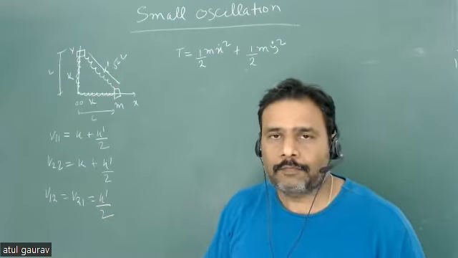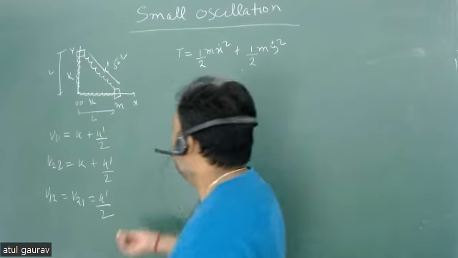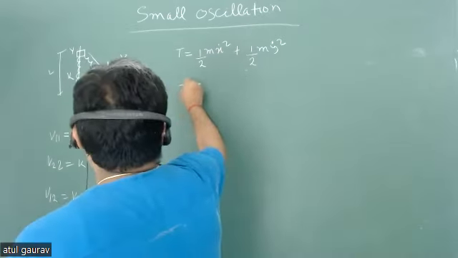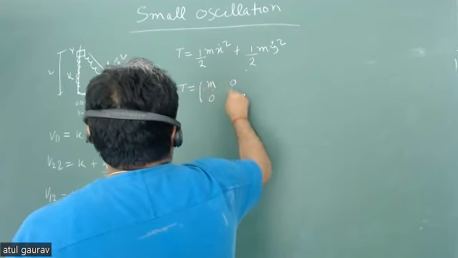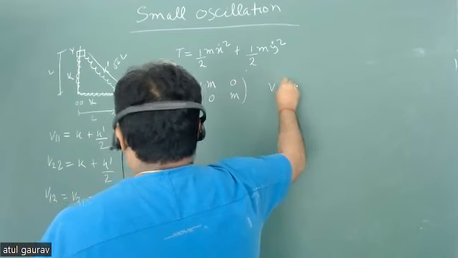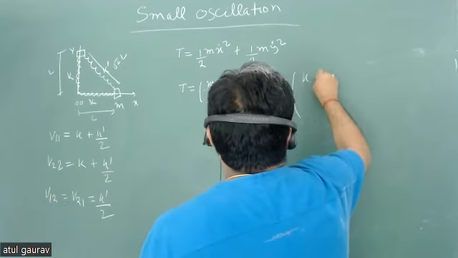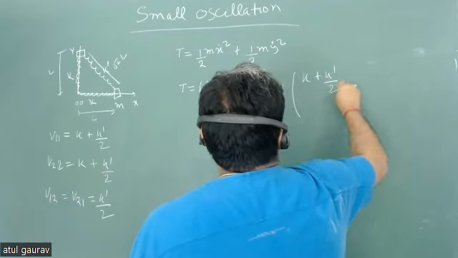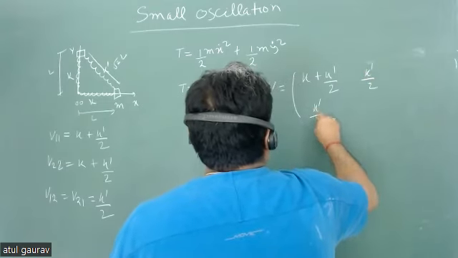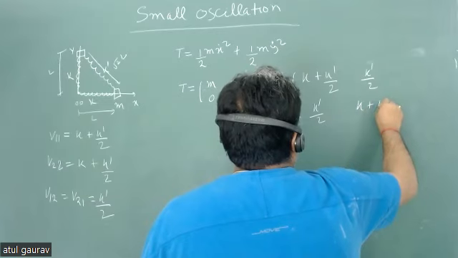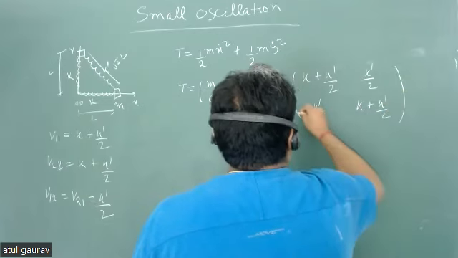Okay, so now you can easily find this is my T matrix. T matrix is obviously M 0 0 M. And what is your V matrix? Your V matrix is K plus K dash by 2, and here is K dash by 2, K dash by 2, K plus K dash by 2.